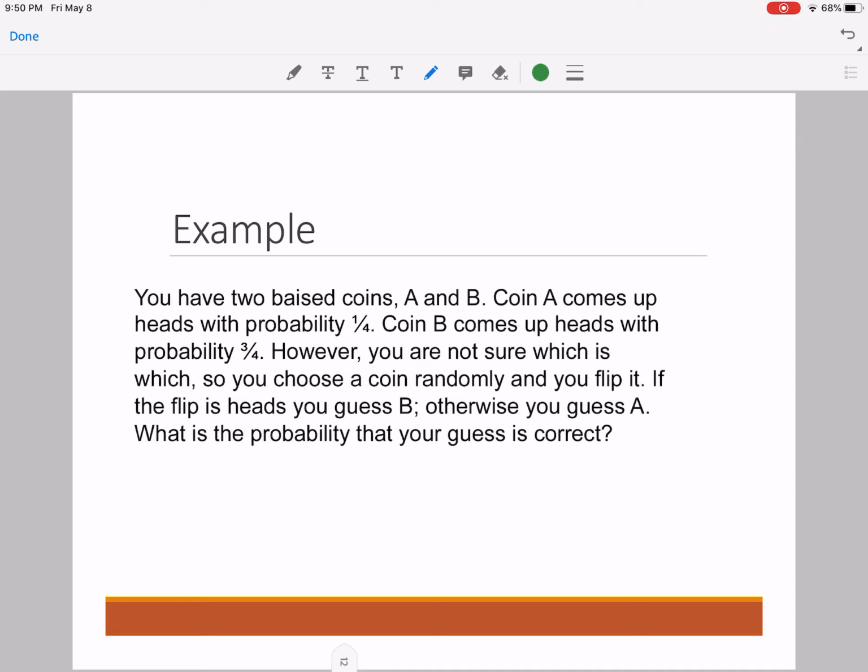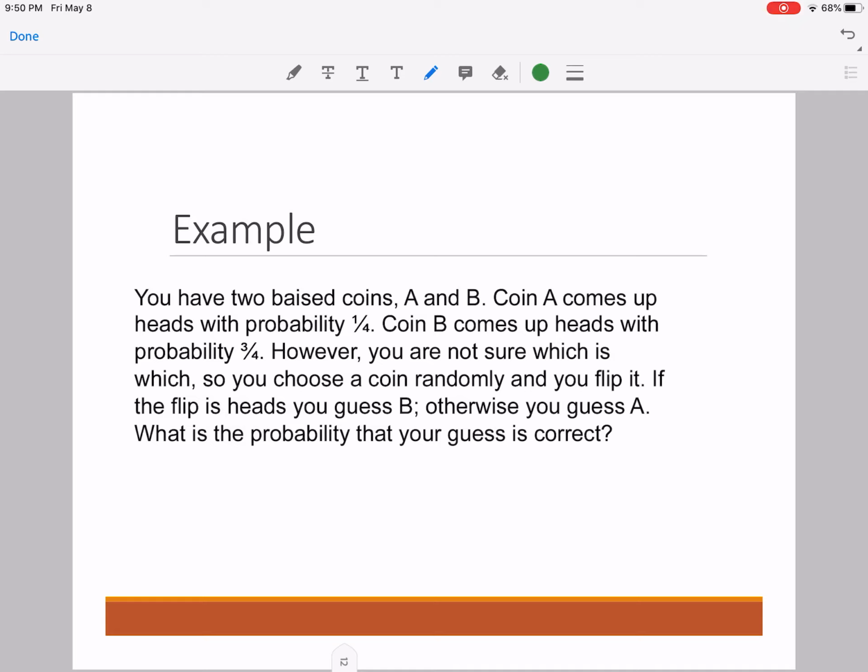Okay, so here's the next example, and I would like for you guys to work on this example on your own first, sincerely, and then you can unpause the video and look into the solution. You have two biased coins A and B. Coin A comes up heads with probability 1/4. Coin B comes up heads with probability 3/4. However, you're not sure which is which, so you choose a coin randomly and you flip it. If the flip is heads, you guess B, otherwise you guess A. What is the probability that your guess is correct?